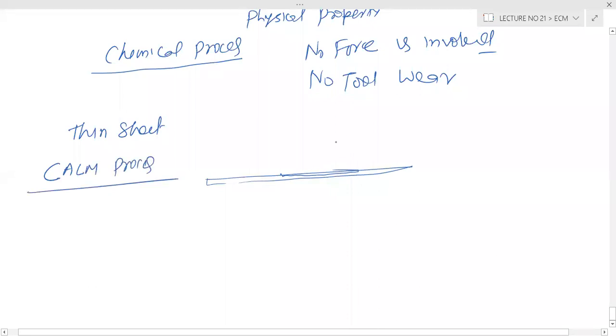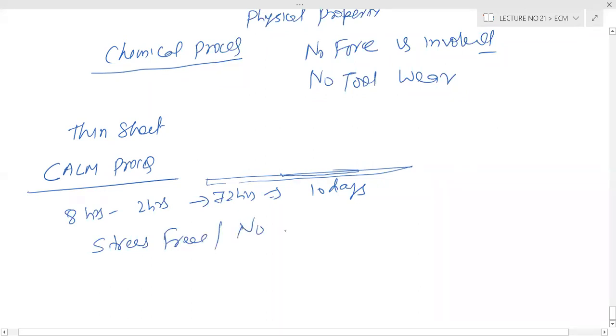You have to keep it for 8 hours, or even 24 hours, or even 72 hours, or sometimes 10 days. It all depends upon how much material you want to remove. It is so stress free. There is no disturbance. So it is a very calm process.